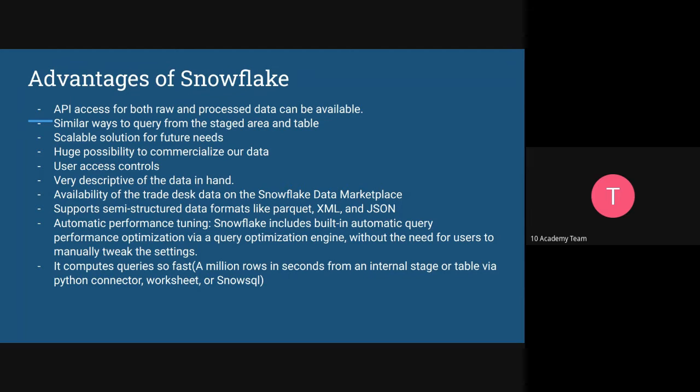So it gives you a very nice way of ordered access control when working on Snowflake for your organization. And it's very descriptive of the data in hand, availability of the trade desk data on Snowflake data marketplace. And the other best thing about Snowflake is mostly when working on web-related projects, even data engineering, data science, you'll probably work with JSON data or semi-structured data. And most databases aren't good when it comes to JSON data. Most databases are structured databases, and it will become hard when you try to work on semi-structured data. But Snowflake has the ability to parse JSON files or semi-structured files, also Parquet, XML and so on.